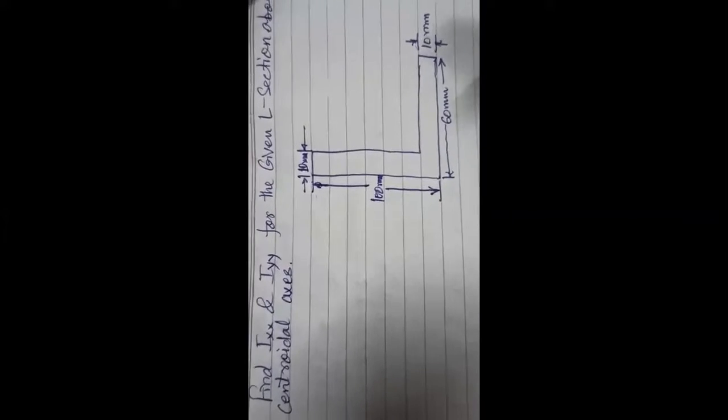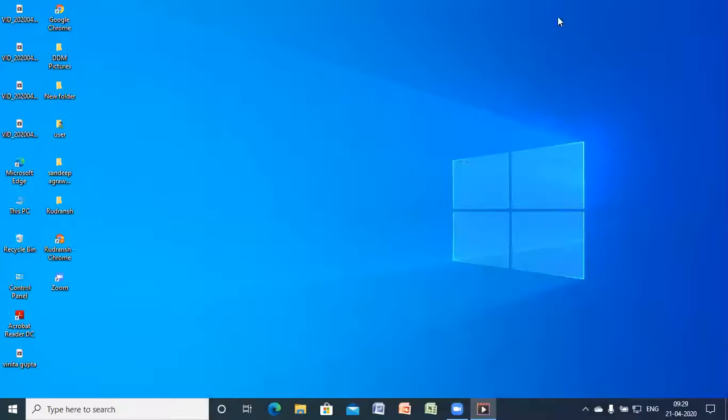Today we will discuss some more problems of moment of inertia of composite figures. So now this is a problem. Find Ixx and Iyy for the given L section about centroidal axis. So this is an L section. For this, the side is 60 millimeter and this is 100 millimeter, and thickness is 10 millimeter and here is also 10 millimeter.